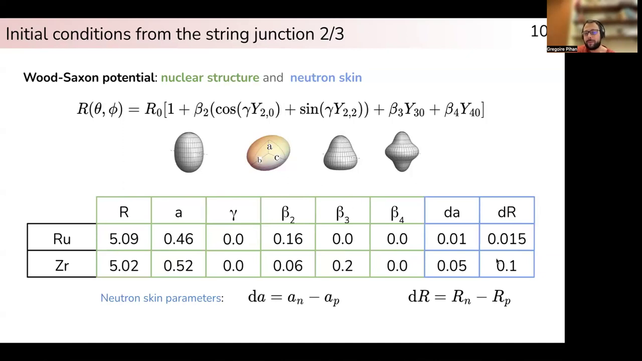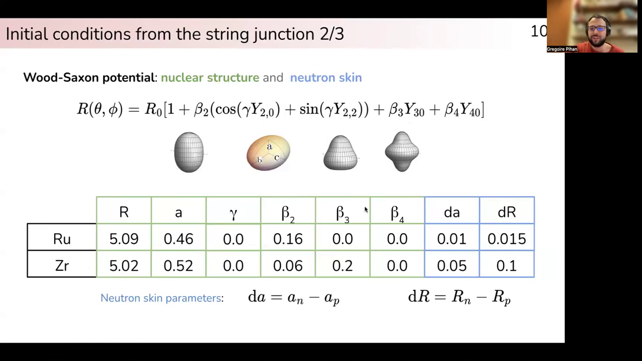And we add two extra parameters to the Woods-Saxon potential, which are dA and dR, which are the difference between the diffusiveness of neutron and proton, and the radius of neutron and proton. And what we see is that the radius for neutron is larger than the radius for proton for the zirconium, which means that we have a neutron skin here. That's what I refer to by the neutron skin.